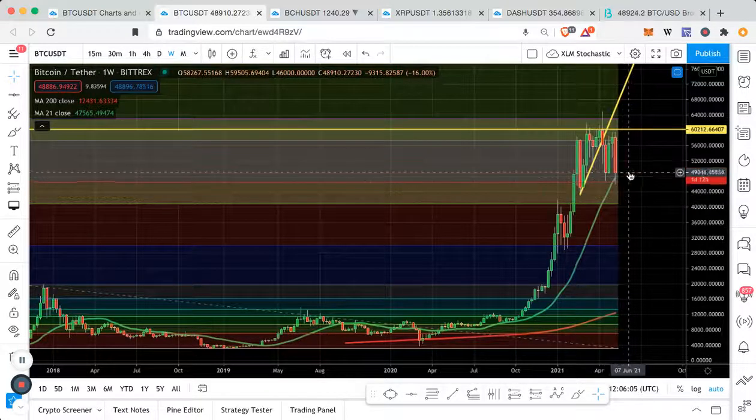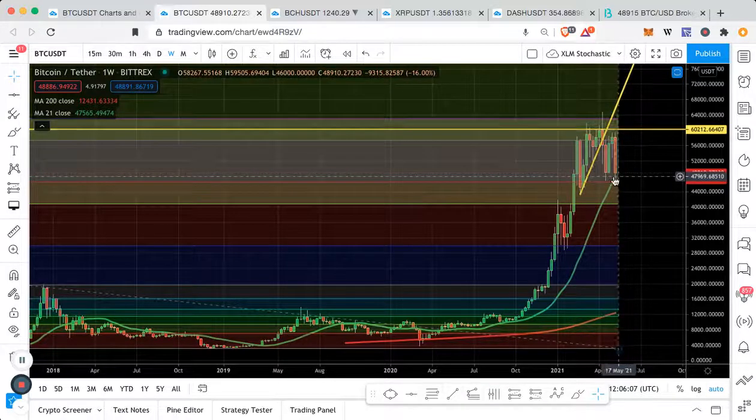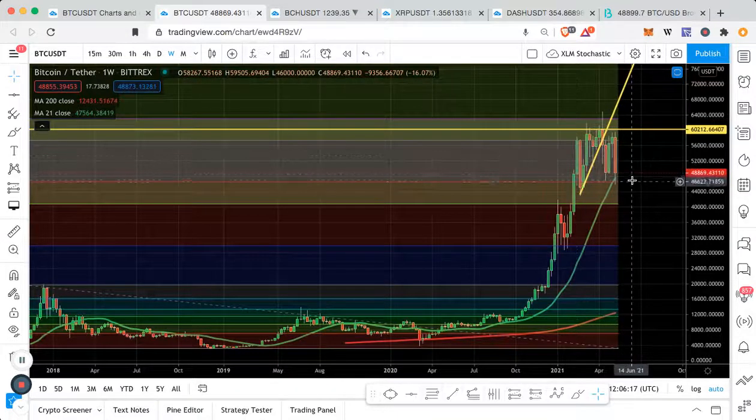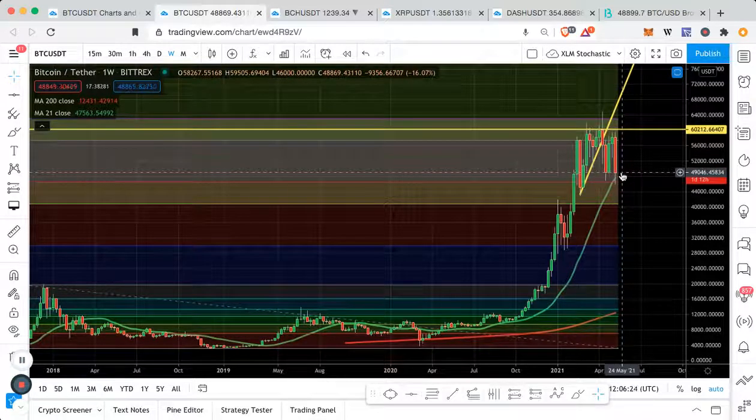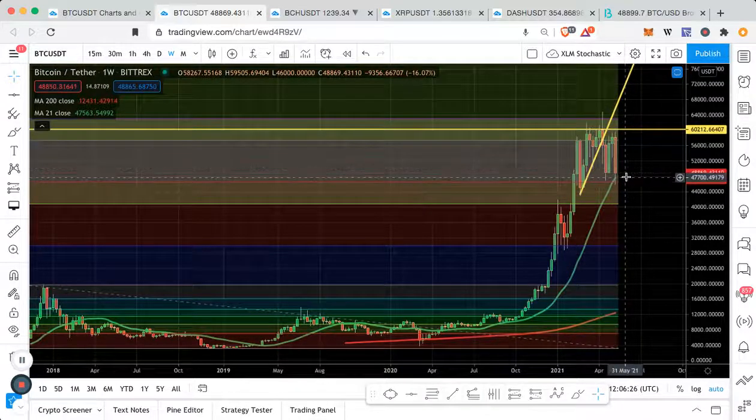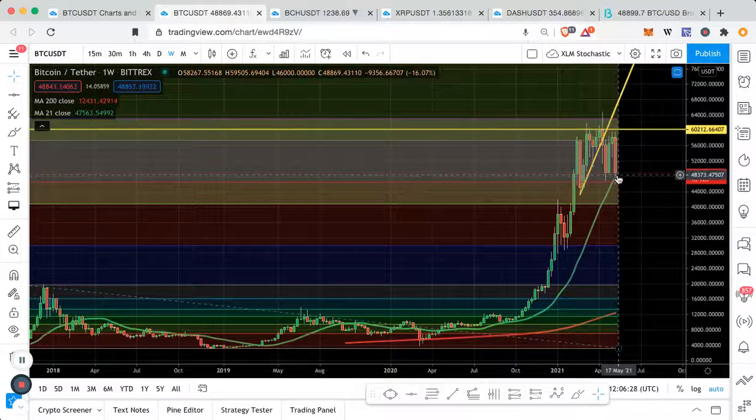However, before we even get there, we want to see Bitcoin stay within this box of the 2.618, which is that 46 to $48,000 level. Right, this is the weekly candle now, right? So we still have 1 day and 12 hours remaining in this candle.